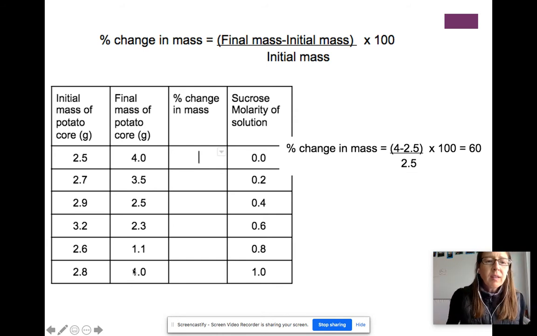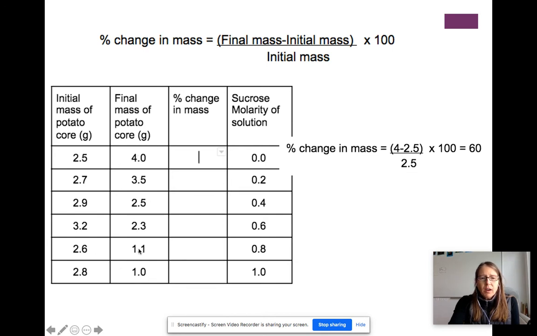So you can see that in some of these, like in the 0.0, we actually saw it gain mass. We would expect that because we would think that the pure water would be a hypotonic solution. And we would expect it to lose mass, which we see here. Here's the initial and the final. We would expect that it would lose mass in the very strong 1.0 sucrose solution. So that did kind of what we were looking for. So we've got them gaining mass here and losing mass here.